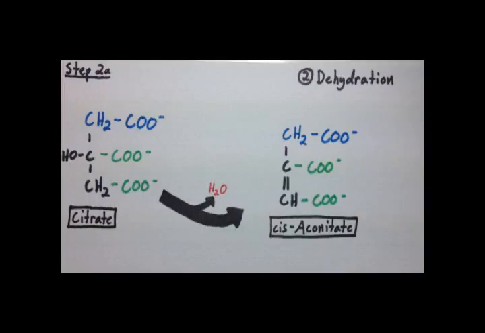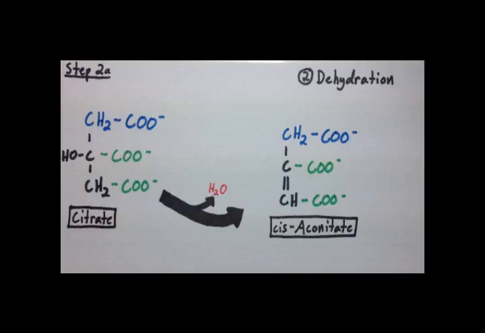For step 2A, you have your citrate. And let me just say, I've color-coded these carbons so that you can follow along with where the carbons begin and where they end up in the entire citric acid process. So you start with your citrate, and it's a dehydration reaction, so water is going to come out of it, and you're left with cis-aconitate, and all you're losing is that alcohol.